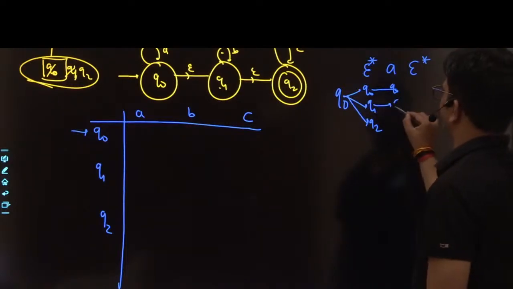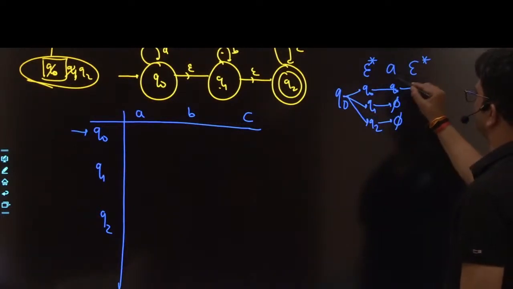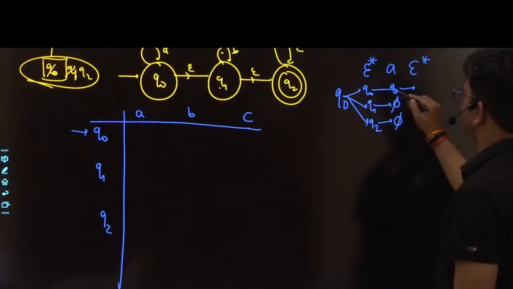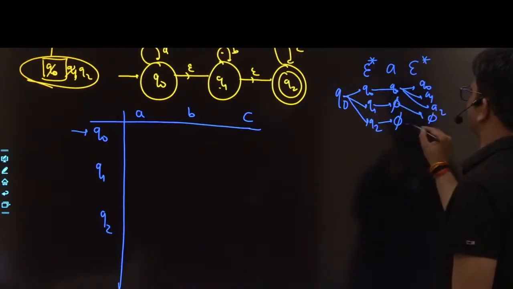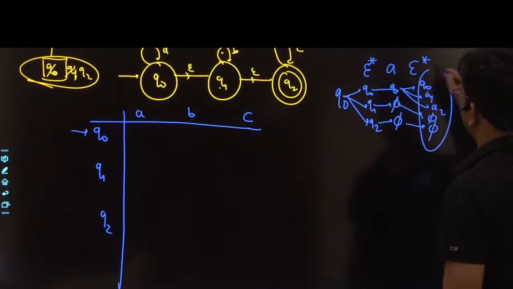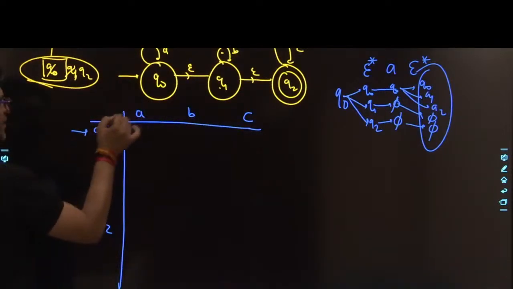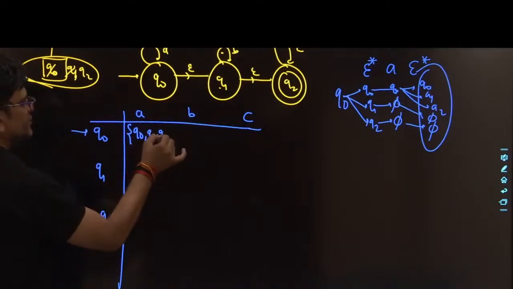Q0 on A, Q0. Q1 on A, phi. Q2 on A, phi. What is the epsilon closure again, because on Q0 we can read any number of epsilons. So what is the epsilon closure of Q0? Q0, Q1, Q2. What is the epsilon closure of phi? Phi. So Q0 on A is the union of all these states. So whenever we read A on Q0, it goes to Q0, Q1, Q2.